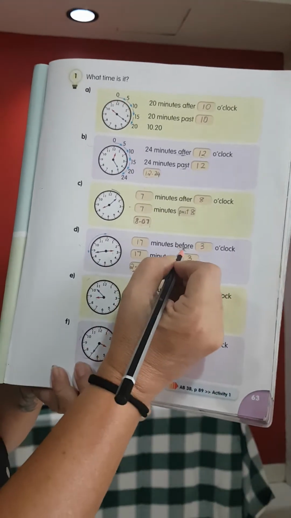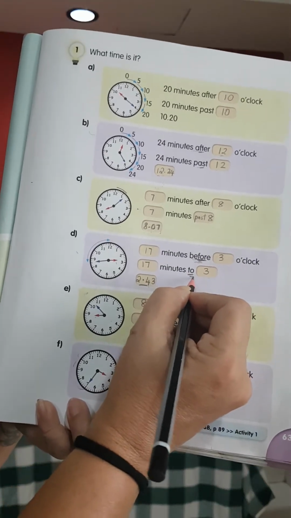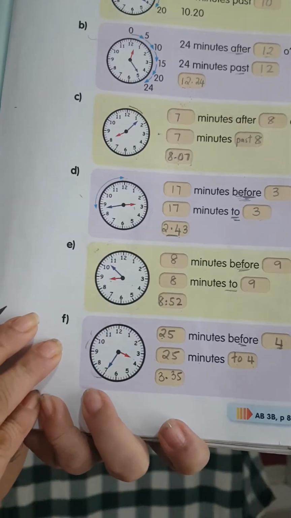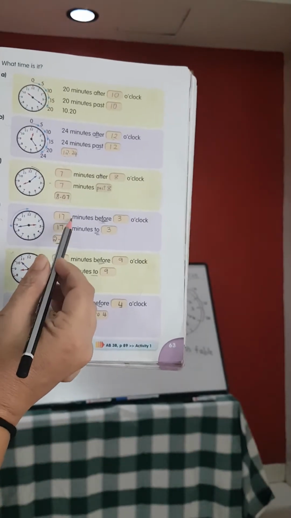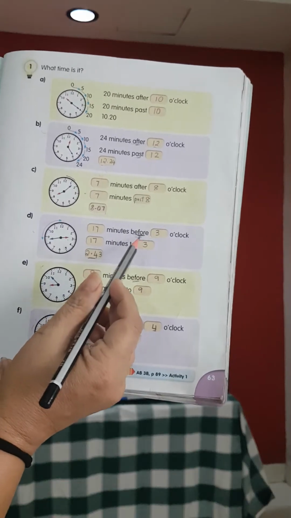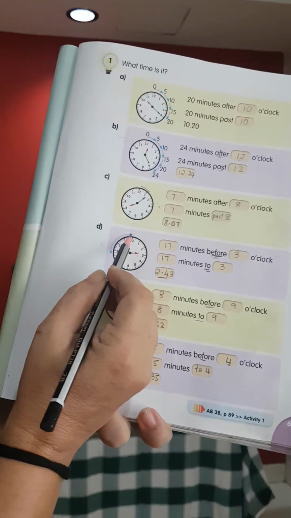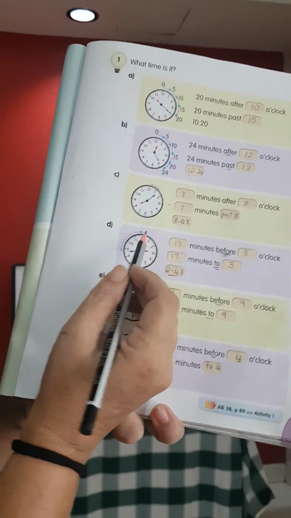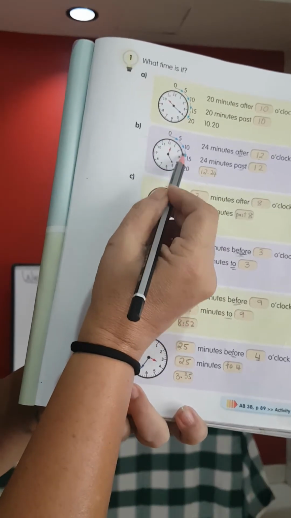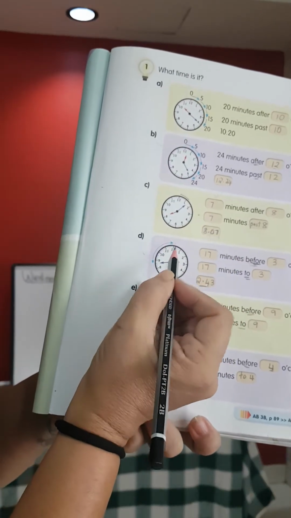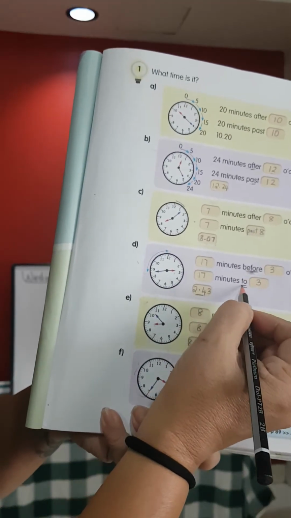Now we come to the next one, which means before or to. Now look at the clock carefully. How many minutes before what o'clock? So we have to start counting backwards. This time we are going to count backwards. Before, we were counting forward. This time we are going to count backwards because it is before, or it is to.